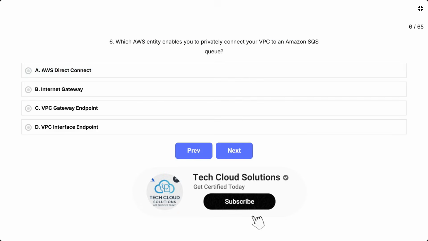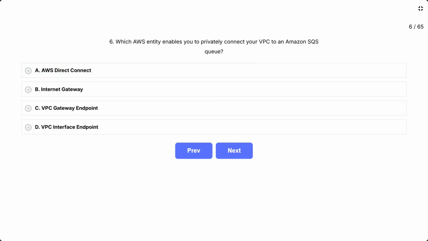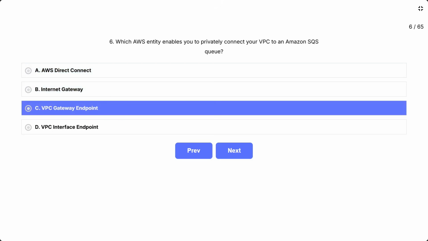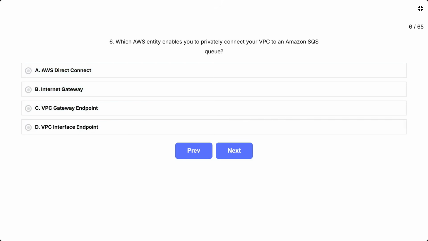Question 6. Which AWS entity enables you to privately connect your VPC to an Amazon SQS queue? The options are A, AWS Direct Connect, B, Internet Gateway, C, VPC Gateway Endpoint, D, VPC Interface Endpoint. This question is asking how to connect your VPC to SQS privately without going through the public internet. The key word is privately, meaning the traffic should stay within the AWS network using a secure, private connection. Think about which type of VPC endpoint is used for most AWS services like SQS.